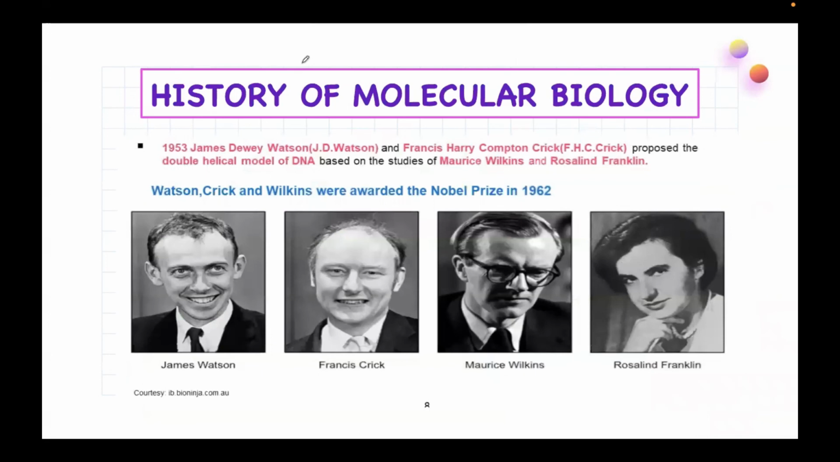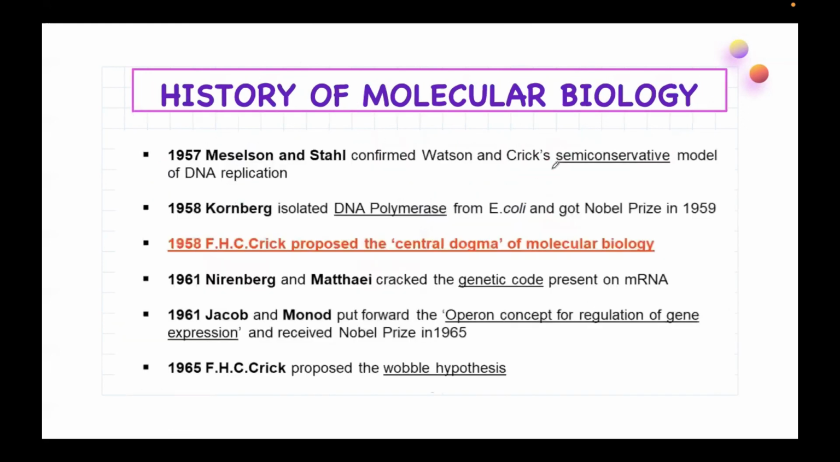Next, for the history pa din po of your molecular biology, it was during 1953 when James Dewey Watson and Francis Harry Compton Crick proposed the double helical model of DNA based on the studies of Maurice Wilkins and Rosalind Franklin. And then they won the Nobel Prize in 1962. In 1957, Meselson and Stahl confirmed the Watson and Crick semi-conservative model of DNA replication. In 1958, it was Kornberg who isolated the DNA polymerase from E. coli and got the Nobel Prize in 1959.